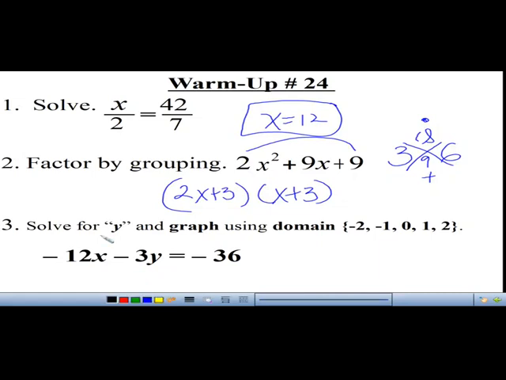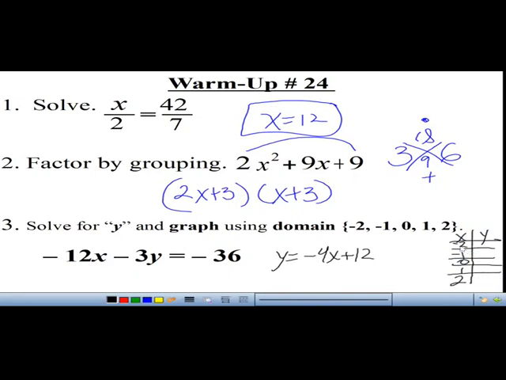Number 3 reads solve for y and graph using the domain -2, -1, 0, 1, 2. And once you solve your equation, which was given, -12x minus 3y equals -36, you solve for y, you should have gotten y equals -4x plus 12. Hands if you got that. Okay, good.